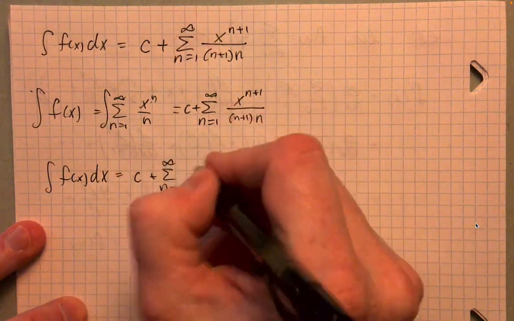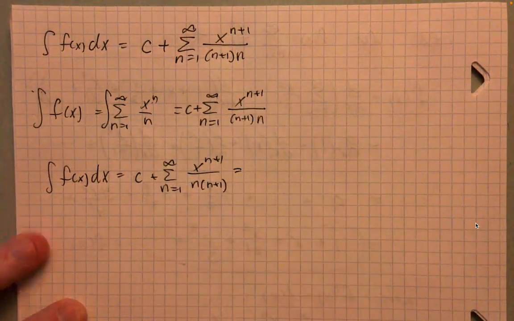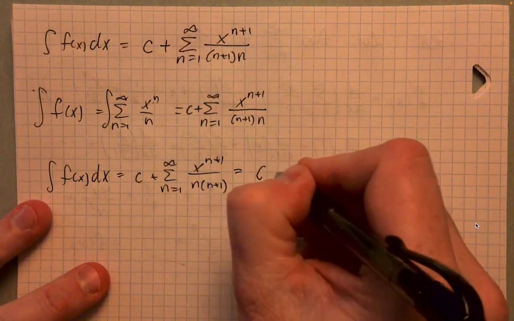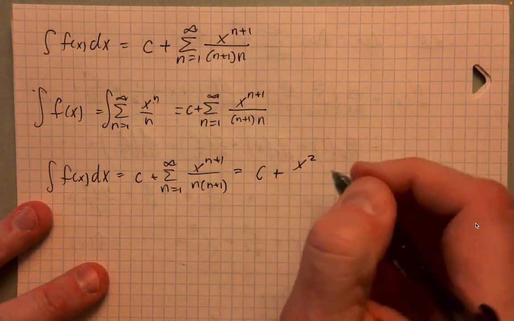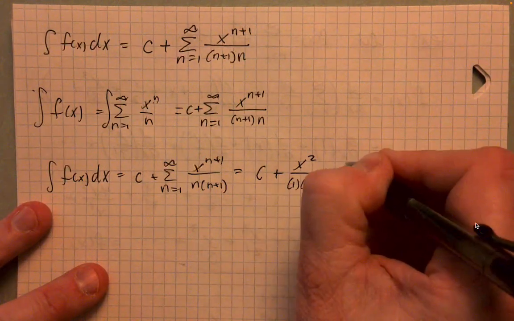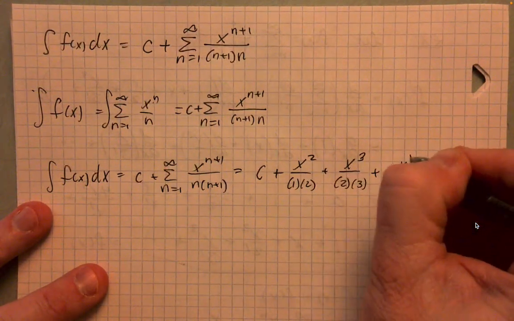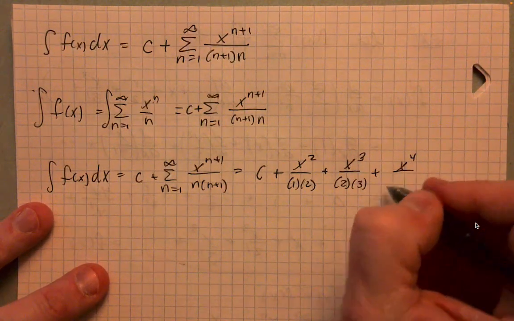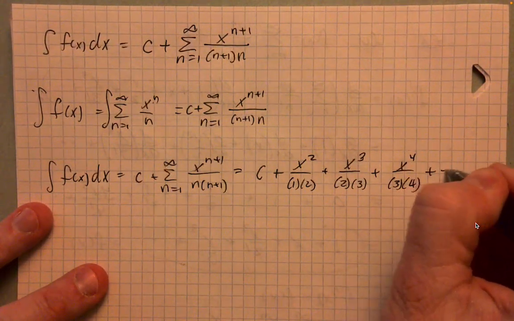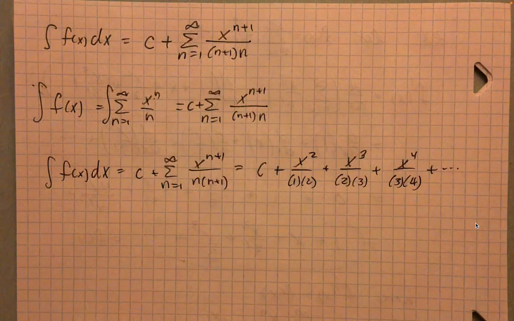So the integral of f of x dx is equal to the sum from n equals 1 to infinity of x to the n plus 1 over n times n plus 1. What do the first couple of terms look like here? You have the c, and then x squared divided by 1 times 2, plus x cubed divided by 2 times 3, plus x to the 4th divided by 3 times 4, and so on. So it looks like that. It's a very different function, seemingly, from the derivative and from the original.